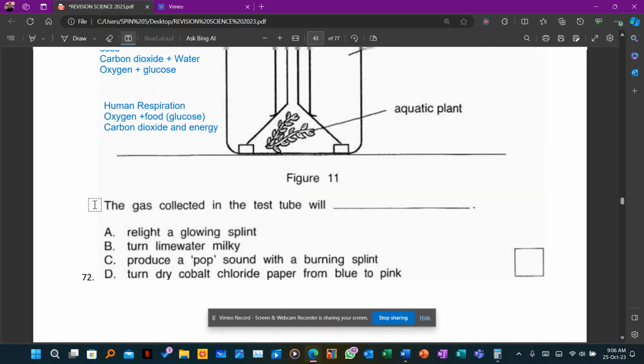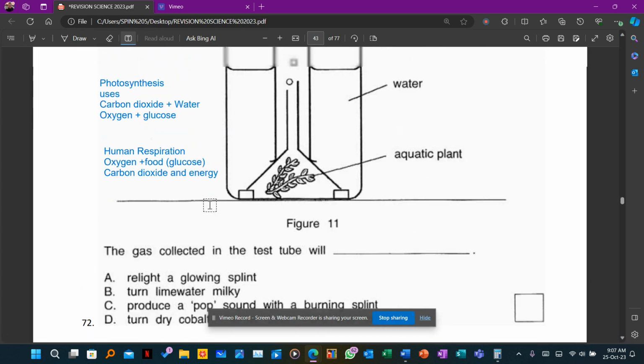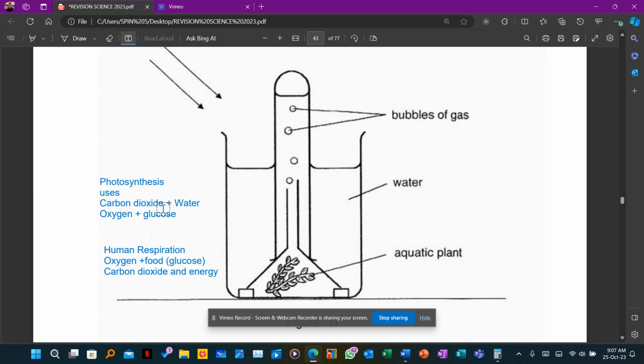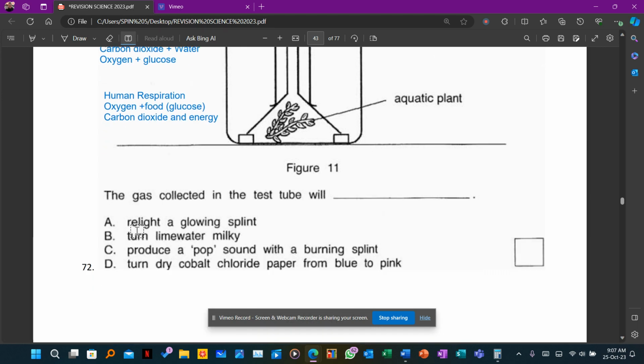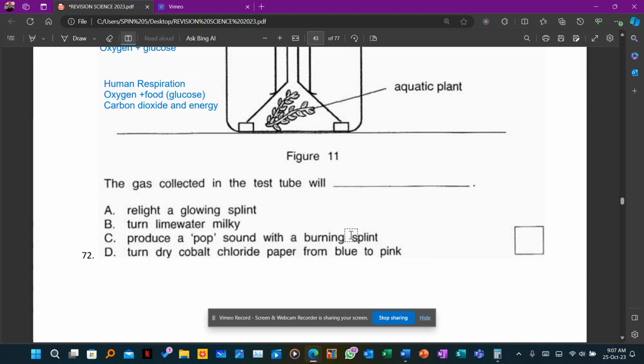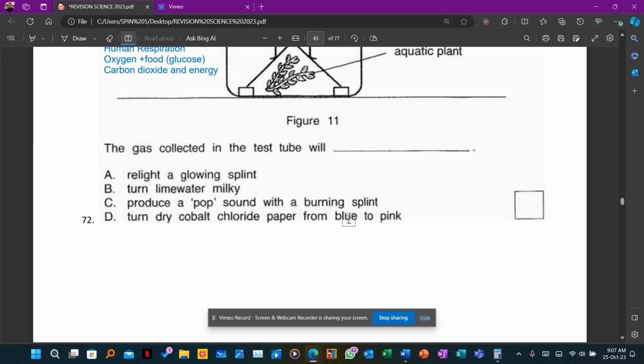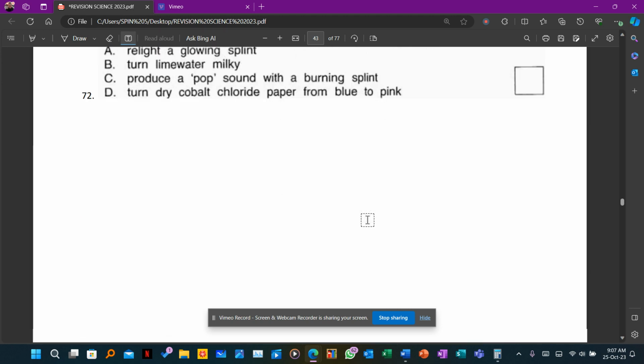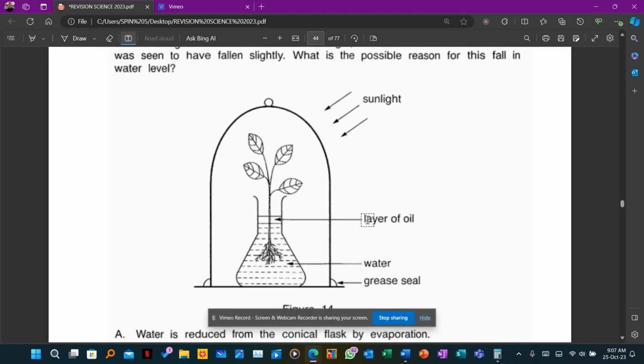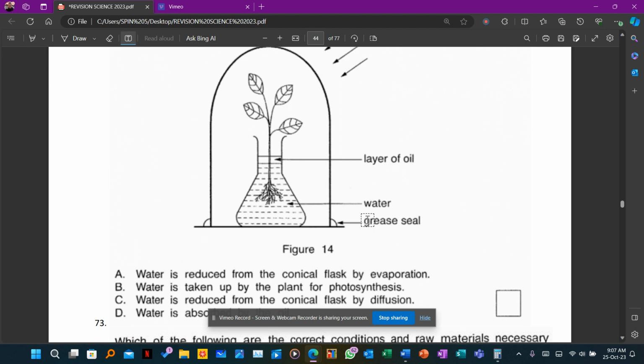Okay, in this question, the gas collected in the test tube will be, so as I said, photosynthesis will produce oxygen. Therefore, oxygen will relight a glowing splint. Turns lime water milky is carbon dioxide. Produces a pop sound with burning splint is hydrogen. Cobalt paper blue to pink is water vapor. So same type of question, different way.